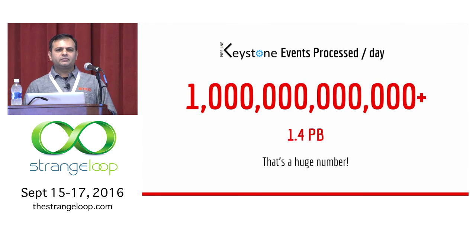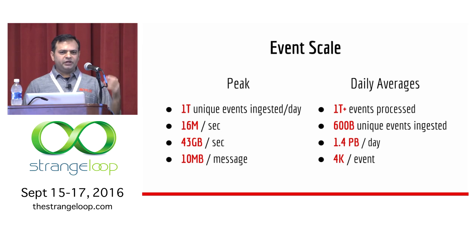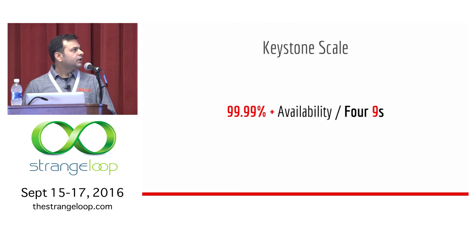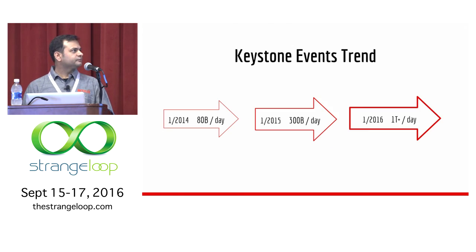This leads to about a trillion events that get processed in our pipeline every single day, and about 1.4 petabytes worth of data flows through it. We have peaks of 16 billion messages a second and 43 gigabytes a second data volume flowing through it. And we do all this with 4 nines of availability.